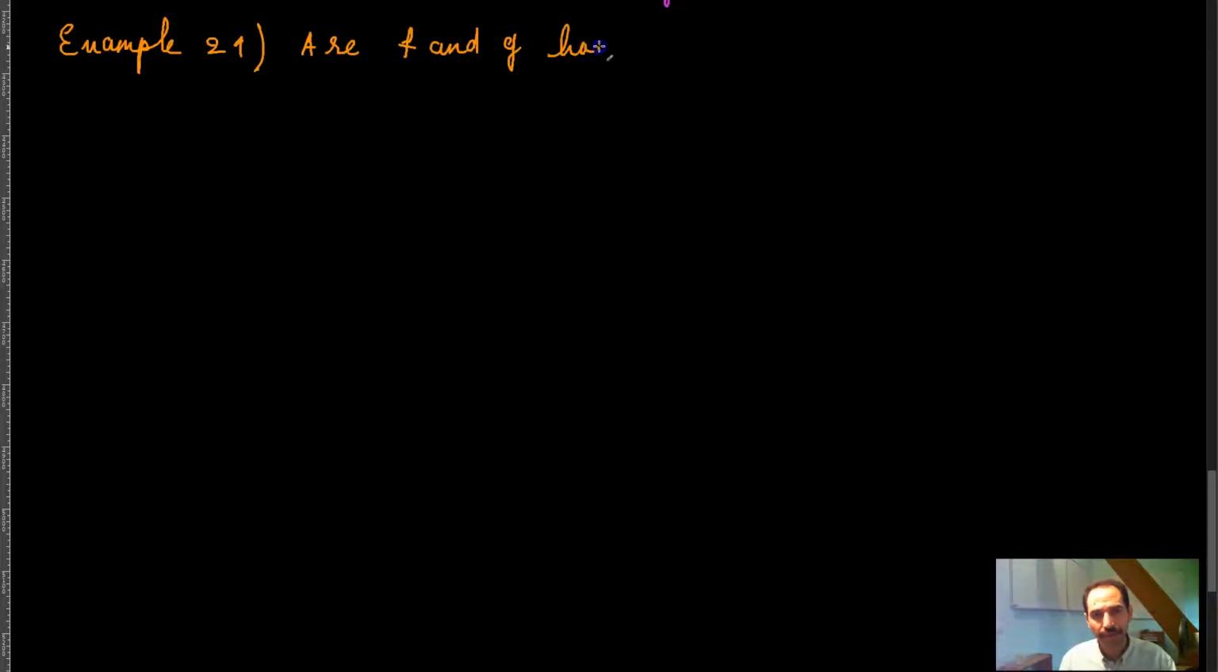And then as another example, example 21: are F and G both necessarily onto if GOF is onto?